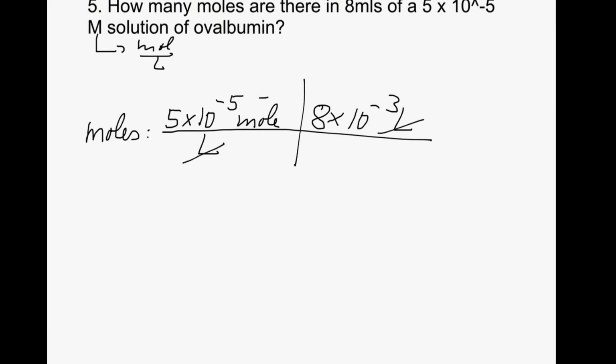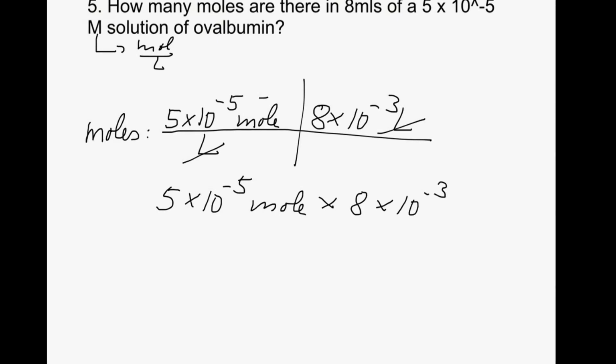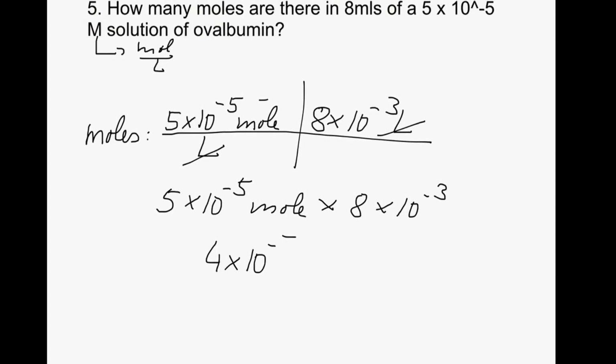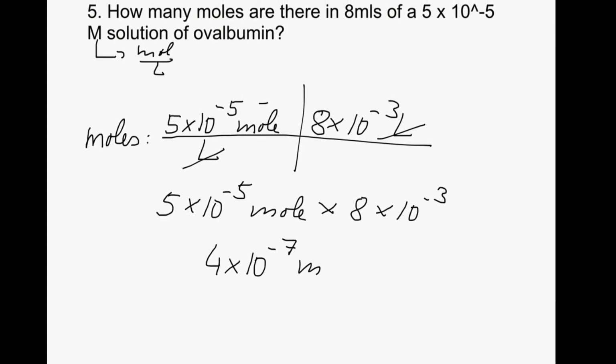We see the liters cancel out, and we have 5 times 10 to the minus 5 mole times 8 times 10 to the minus 3. And when we put that into the calculator, we get 4 times 10 to the minus 7 mole.